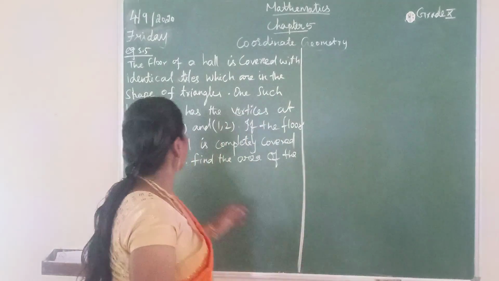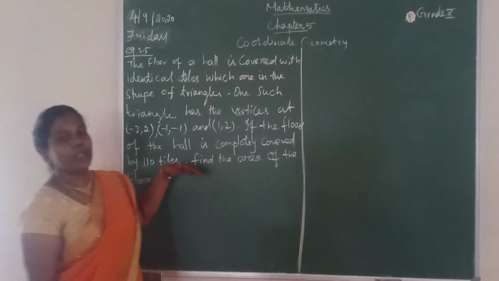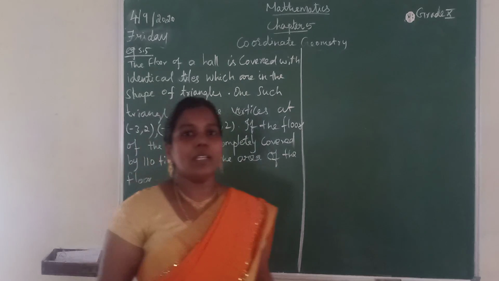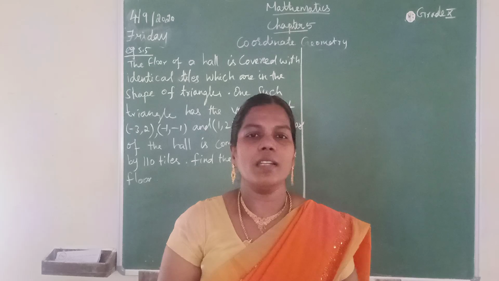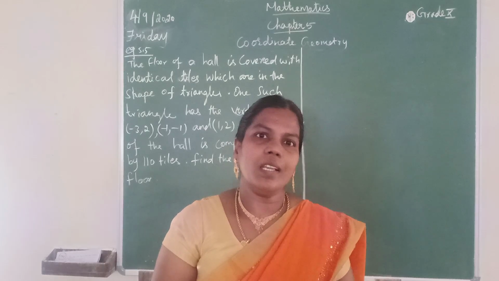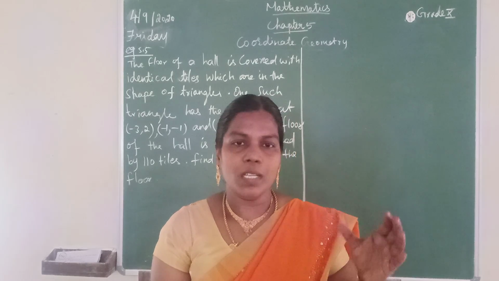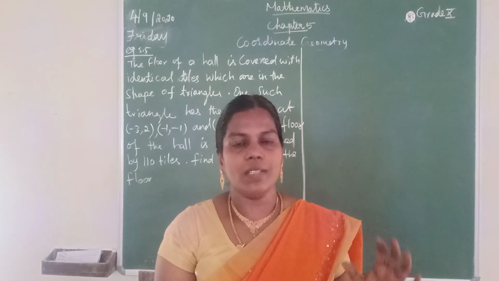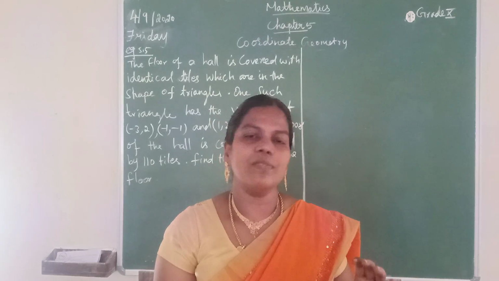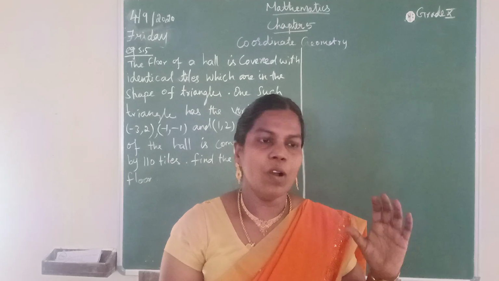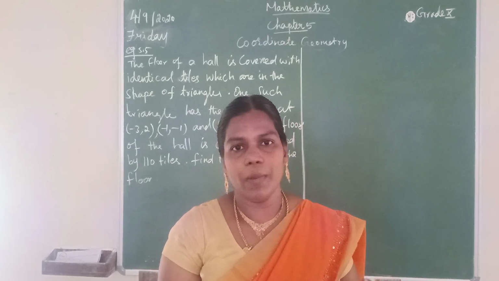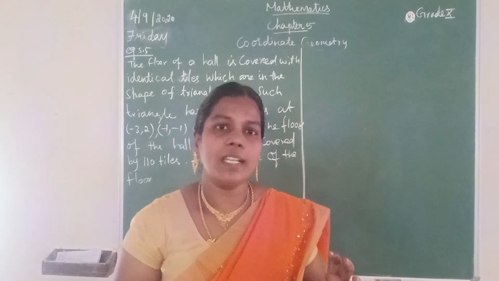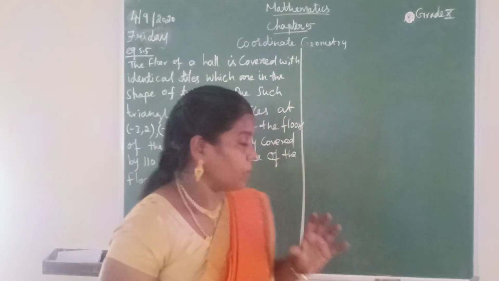Listen, children. So what is given now? There is a floor. It is covered with triangular-shaped tiles. There are totally 110 tiles. What is the area of the floor? But one triangular tile's vertices are given. So using that, first of all, we have to find the area of one triangular tile. That amount we want to multiply by 110, because there are 110 tiles. Okay, let's do.